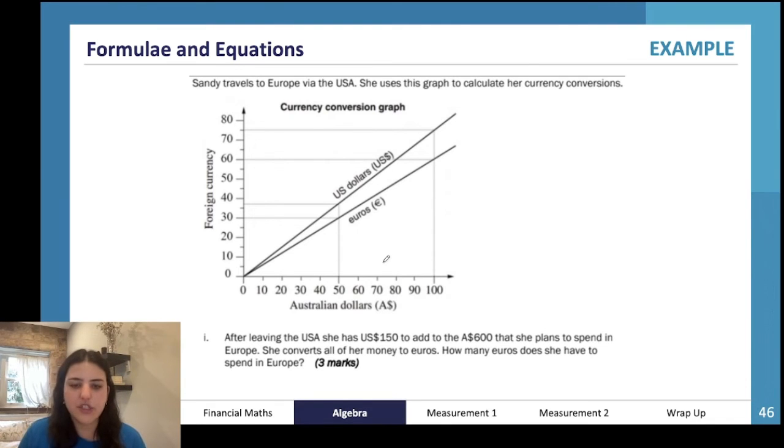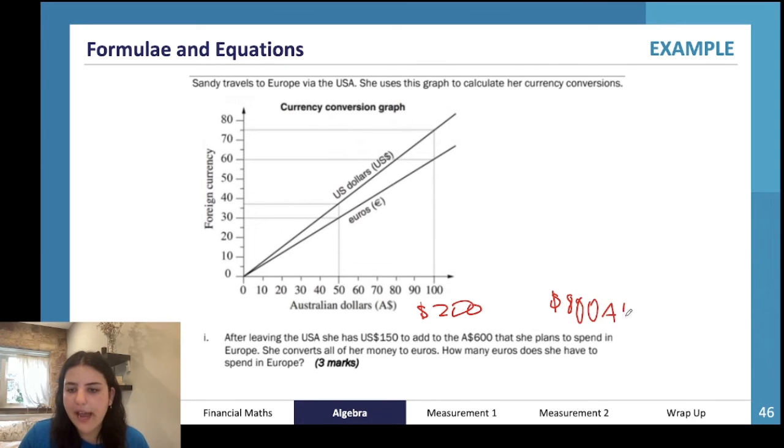After leaving the USA, she has US 150 to add to the Australian 600 that she plans to spend in Europe. So she converts all this to euros. How much does she have to spend? So let's convert everything to Australian dollars. She has 150 US dollars, and we can see that 75 US dollars is 100 Aussie. So she's got 150 US, half of 150 is 75. So 100 times 2, she's actually got 200 AUD in American. So she's actually got 800 Australian.